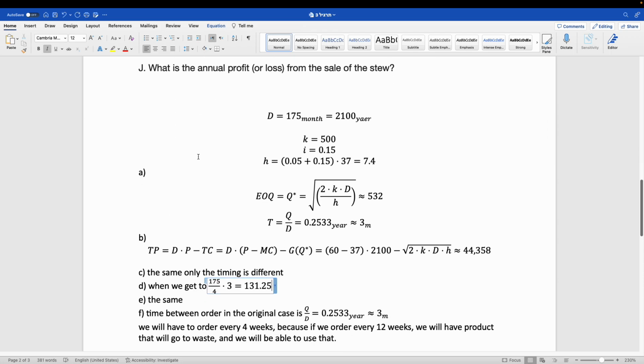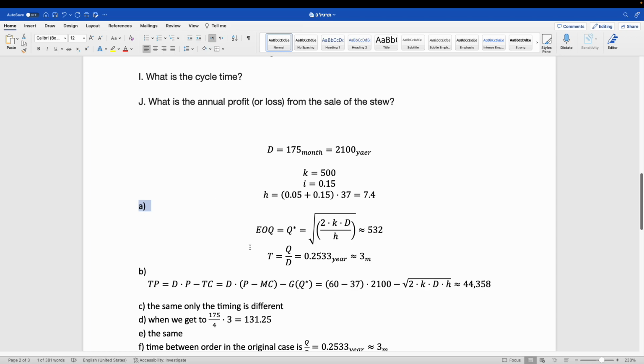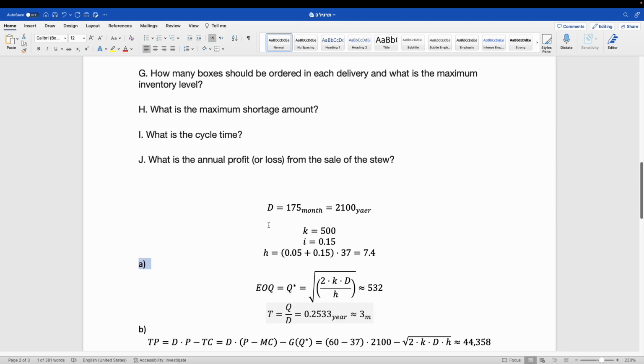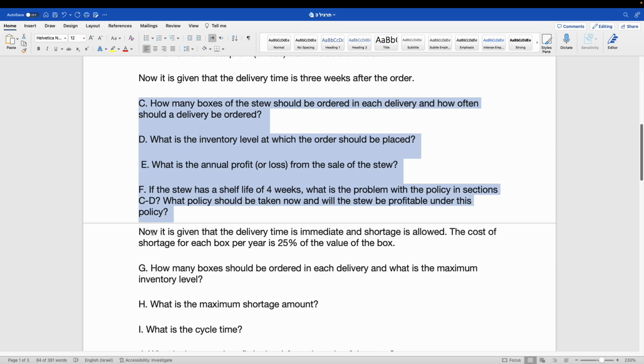And now we ask, what is the annual profit or loss? This will be the same. And just pay attention, I forgot in the first section, they also ask how long between orders. So between orders we have around 3 months. And now they give us more information. They say, okay, remove this information from your head, and now the delivery time is immediate and shortage is allowed.